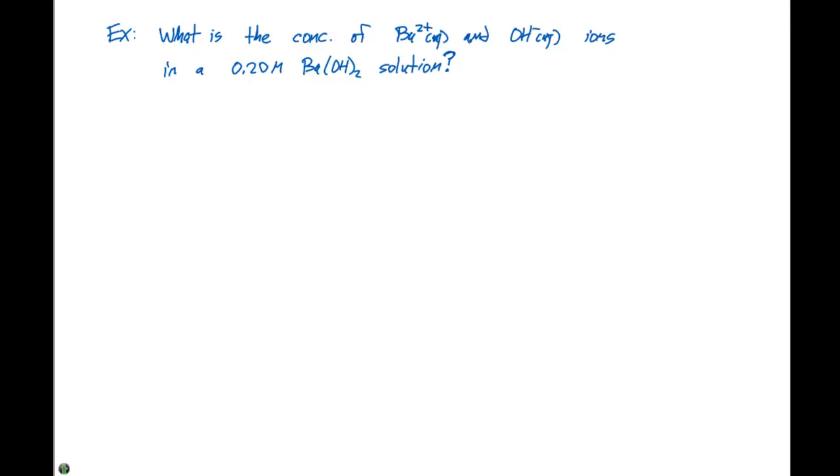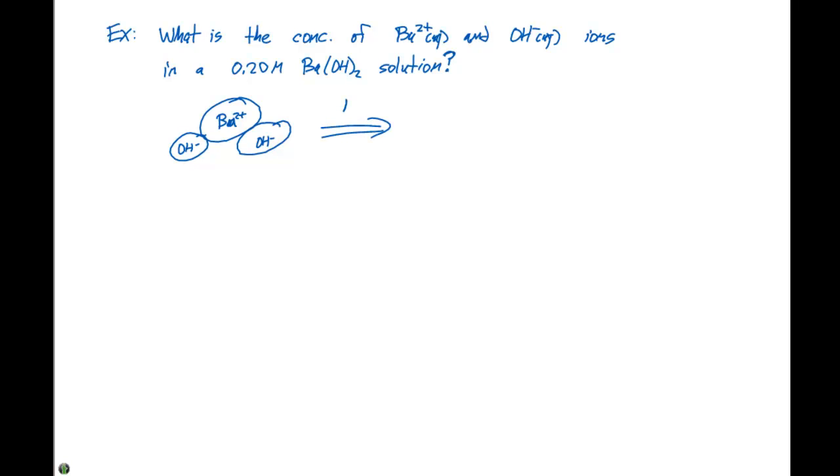The first example we're going to look at in this video is: what is the concentration of barium 2+ and hydroxide ions in a 0.20 molar barium hydroxide solution? When we look at this, we need to think about the individual barium hydroxide molecules and what they're going to look like. For every one barium ion, we have 2 hydroxide ions. So this molecule is going to look something like this.